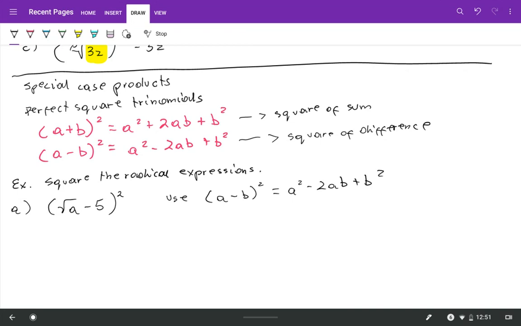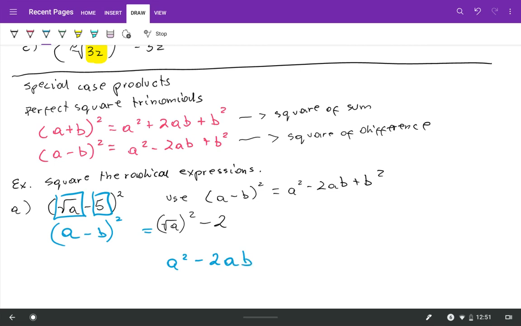equals a squared minus 2ab plus b squared. So in this case, if we're talking about our formula, a is the square root of a from the formula, and 5 is b. So you can apply that formula, a minus b to a second power, which we know is a squared, right? So in our case, a is square root of a. So we have square root of a to a second power. Then I follow the formula, minus 2.